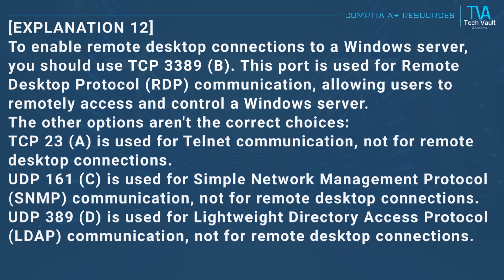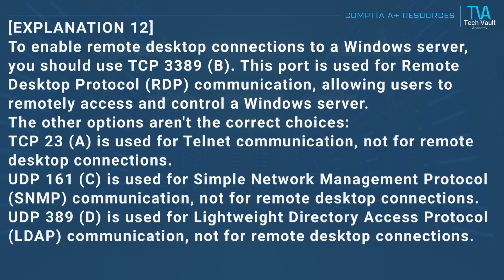To enable remote desktop connections to a Windows server, you should use TCP 3389, B. This port is used for Remote Desktop Protocol, RDP, communication, allowing users to remotely access and control a Windows server. The other options aren't the correct choices.